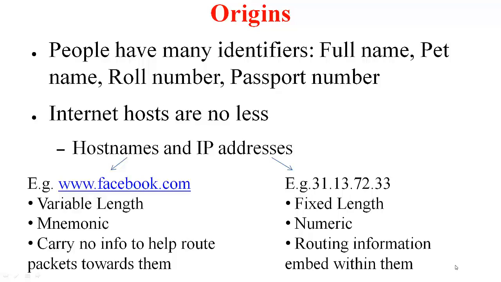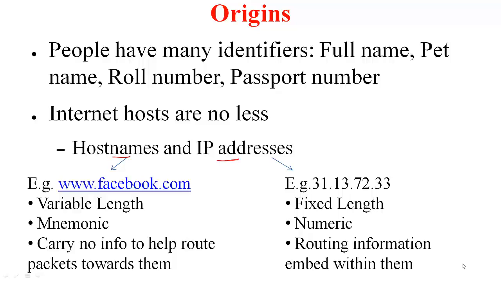Well, as far as the academic office at an institute is concerned, you are just a roll number to them because it makes it easy for them to process the student records. And then there are passport numbers, driver license numbers, and so on. If you as a person have so many identifiers, these internet hosts that serve us are no less. They also have multiple identifiers. Two such identifiers are host names and IP addresses.